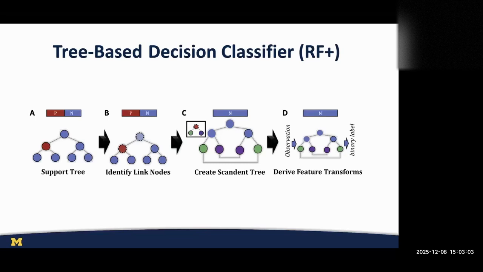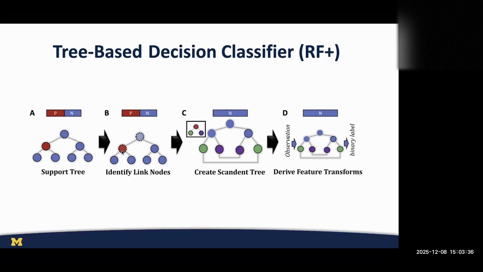The way that this Random Forest Plus model works is that first you create a random forest model from both the privileged and non-privileged features. What you're seeing here is just one tree from this random forest model. Then we go through every tree in this random forest model, and we go through every node in the tree, and we identify which nodes are what we call linked nodes. I will explain what a linked node is in the next slide.